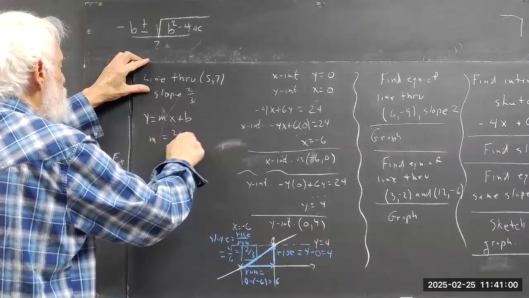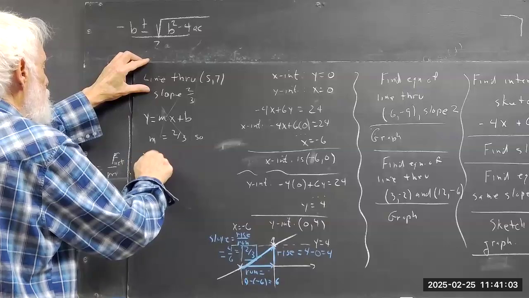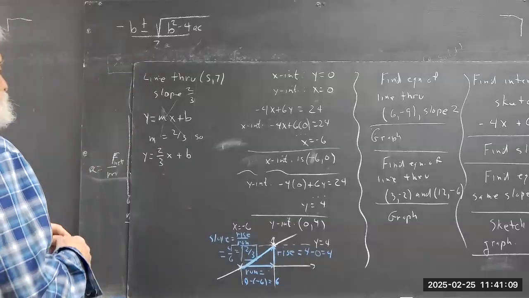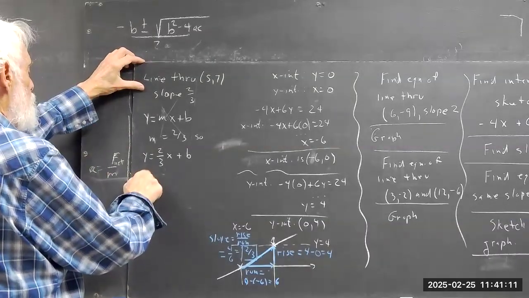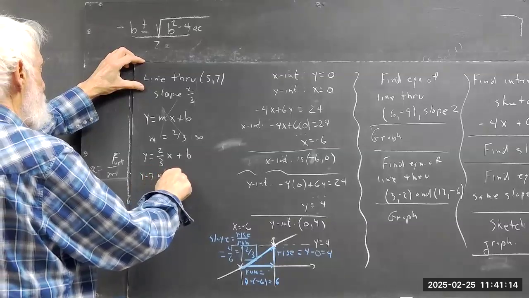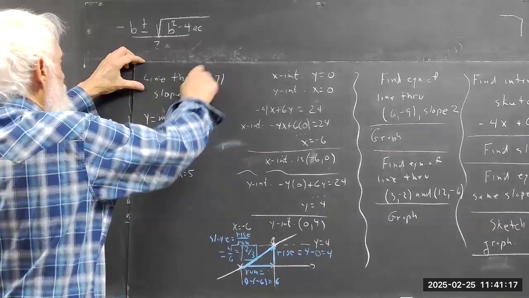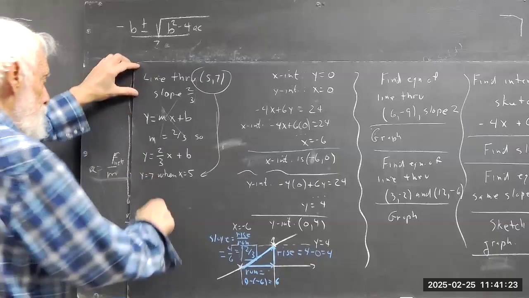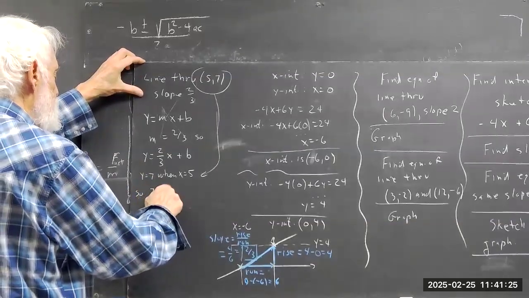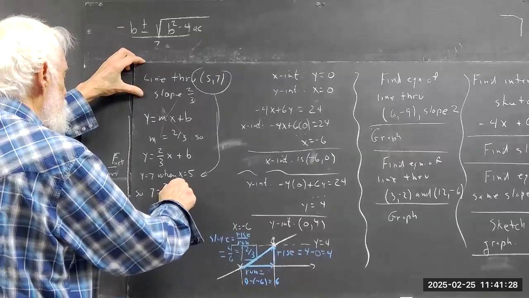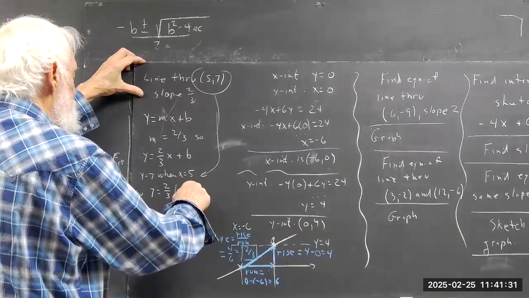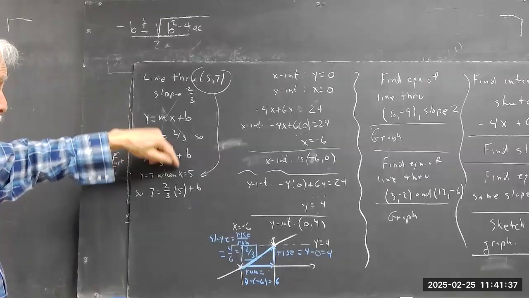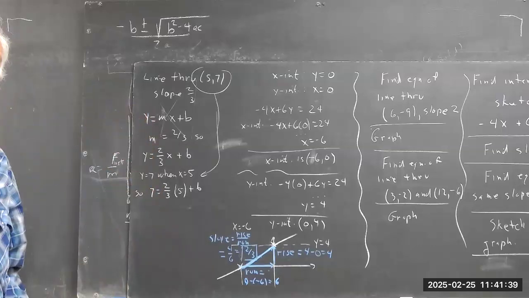M's the slope, so it's 2/3. So y equals 2/3 x plus b. y equals 7 when x equals 5, and that's from this point here. So 7 equals 2/3 of 5 plus b. We just plug the value of y and the value of x into this equation.